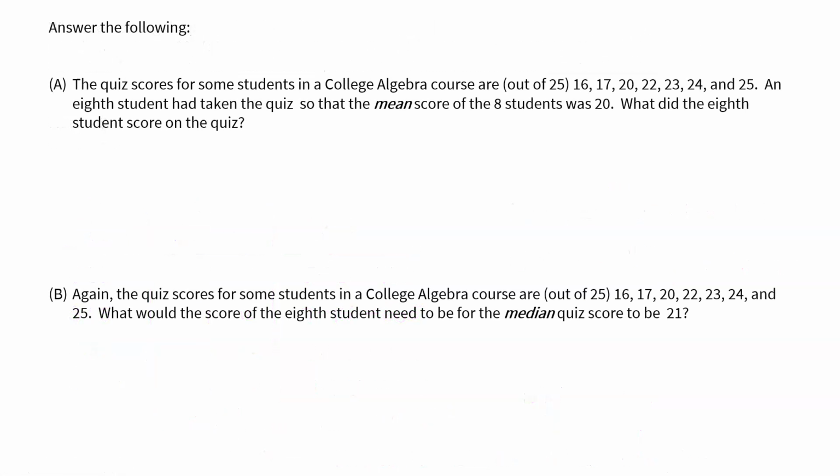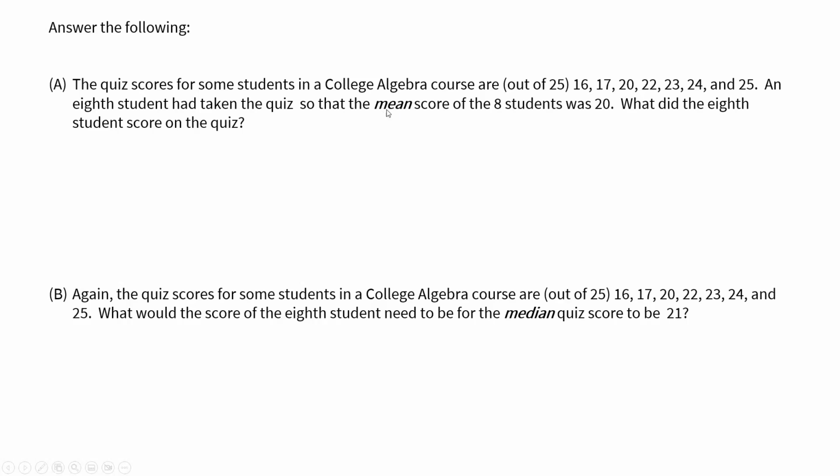In the last example, you were given these two scenarios. The quiz scores for some students in a college algebra course, out of 25, are 16, 17, 20, 22, 23, 24, and 25. So they are giving you an ordered list. An 8th student has taken the quiz so that the mean score of the 8 students was 20. What did the 8th student score on the quiz? These are types of problems that you might have even seen on Keystone exams back in the day if you're in the state of Pennsylvania.